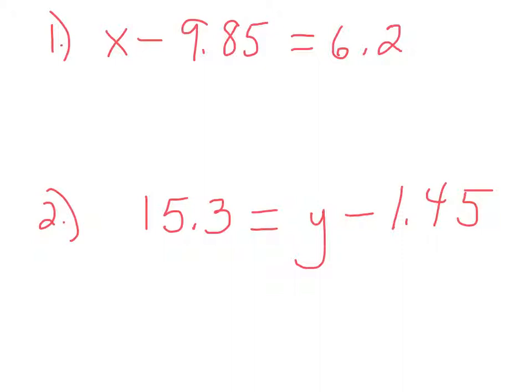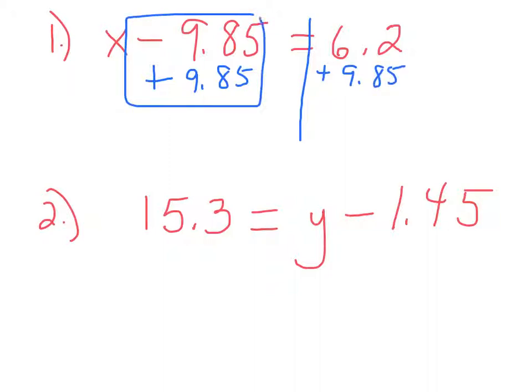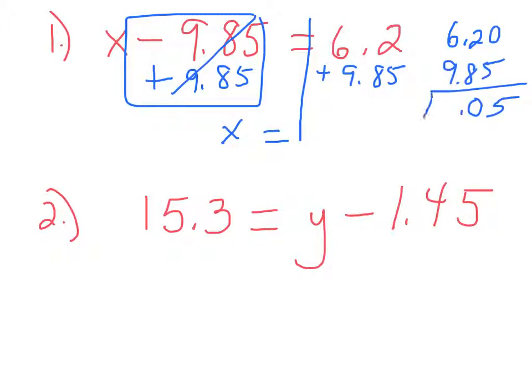So to solve the first one, x minus 9.85, we have to undo the minusing. So we're adding. What is it we're adding? We're adding the same number that's there. If we add on one side of the equation, we have to add on the other side of the equation. Just do a quick double check. Are they opposites? They are. And now I need to add 6.20 plus 9.85. That gives me a 5. Carry the 1. So I get 16.05. So not 116, just 16.